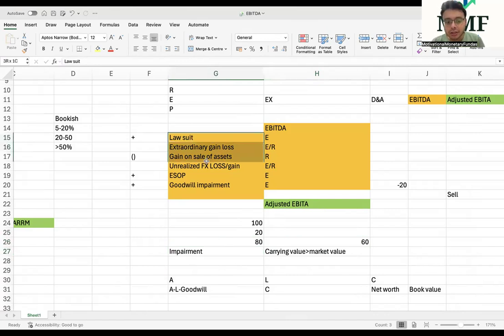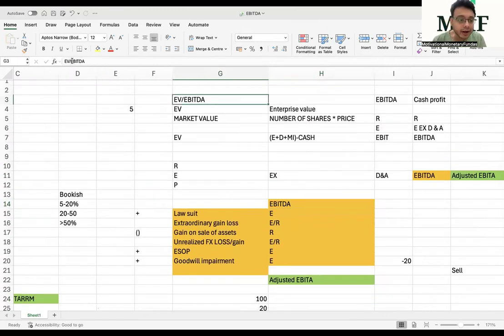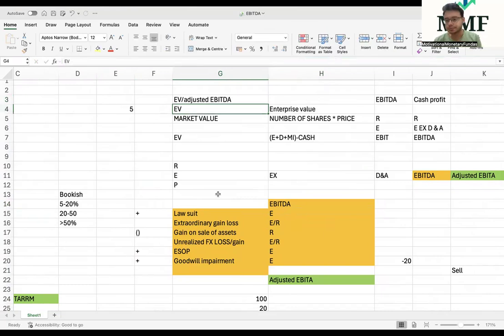So we tend to do all these kinds of one-time adjustments to this EBITDA to make it much more reasonable. And that is something we tend to call adjusted EBITDA. So again, the EV multiple can be modified and it can be EV to adjusted EBITDA in some scenarios.